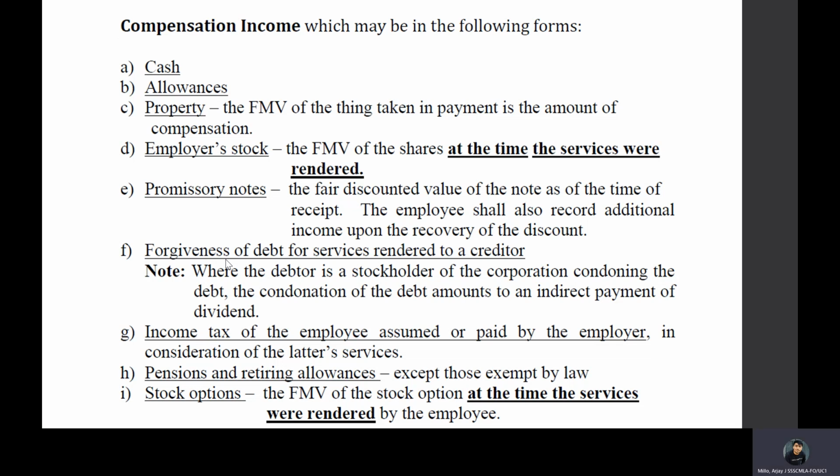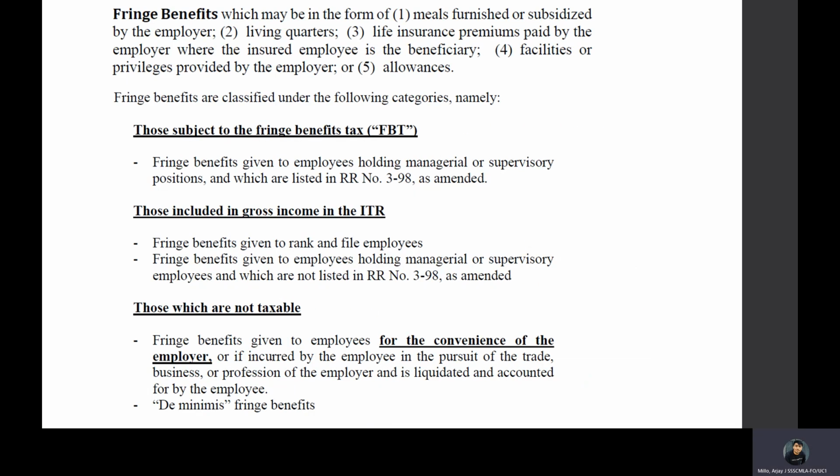Next, yung mga pensions and retiring allowances, of course, except those exempted by law, and then stock options. Fringe benefits. Fringe benefit, next slide, which may be in the form of meals furnished or subsidized by the employer, living quarters, life insurance premium paid by the employer with the insured employee as the beneficiary, facilities, or privileges provided by employer or allowances. Technically, ito yung mga incentives, no, na binibigay ni employer sa mga employees niya.